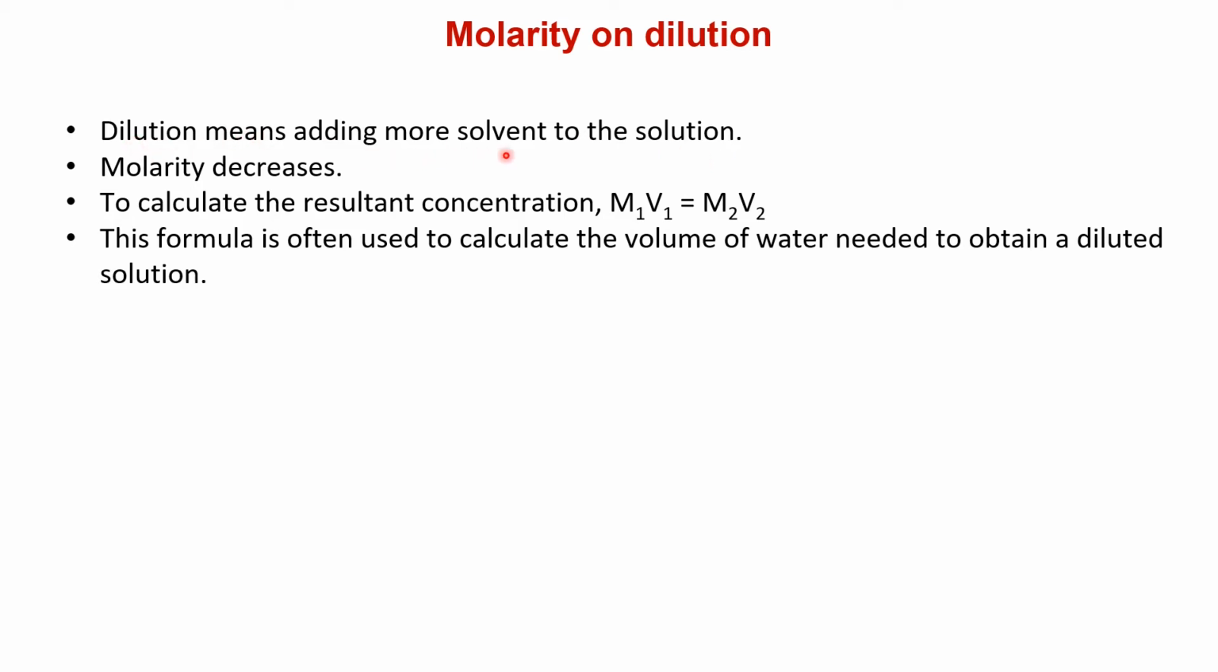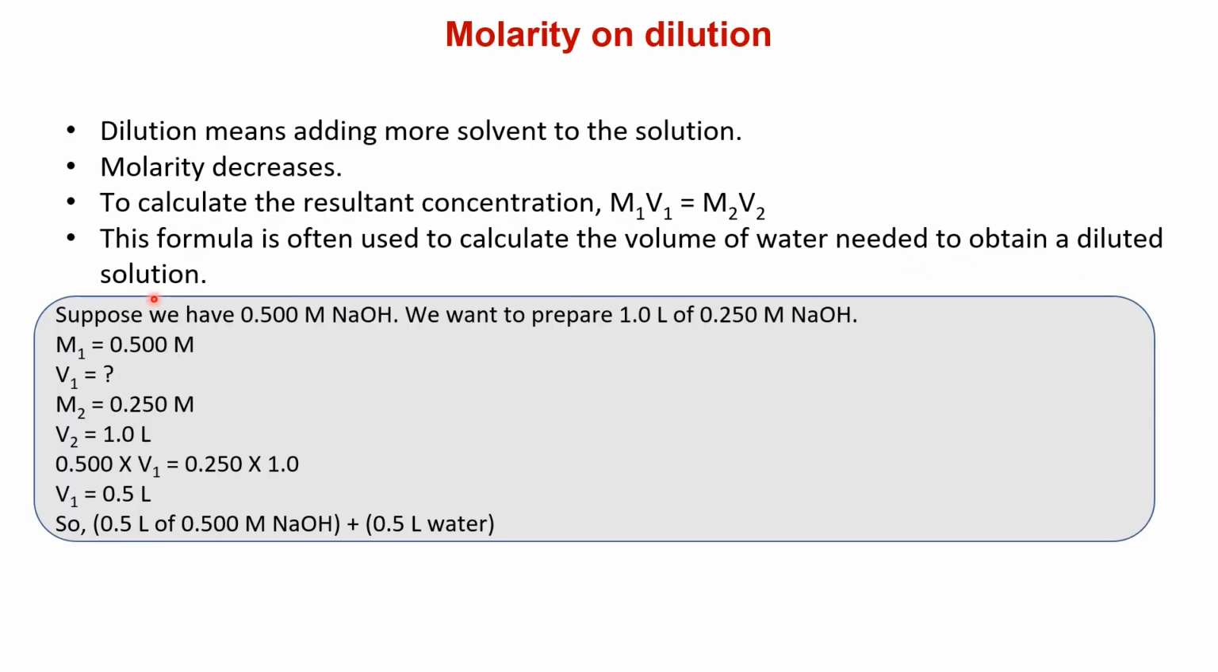Dilution means adding more solvent to the solution, and when dilution occurs, the molarity decreases. To calculate how much solvent is to be added to the stock solution to prepare a particular molarity, this formula is used, which is M1V1 = M2V2, and this formula is used to calculate the volume of water or whatever solvent which is needed to obtain a diluted solution.